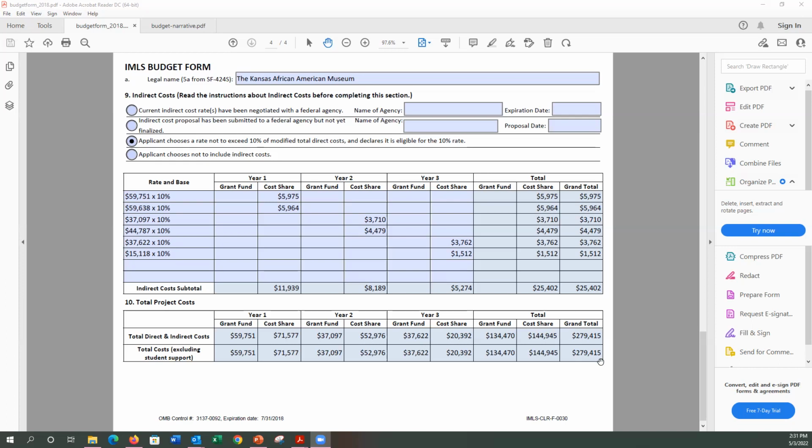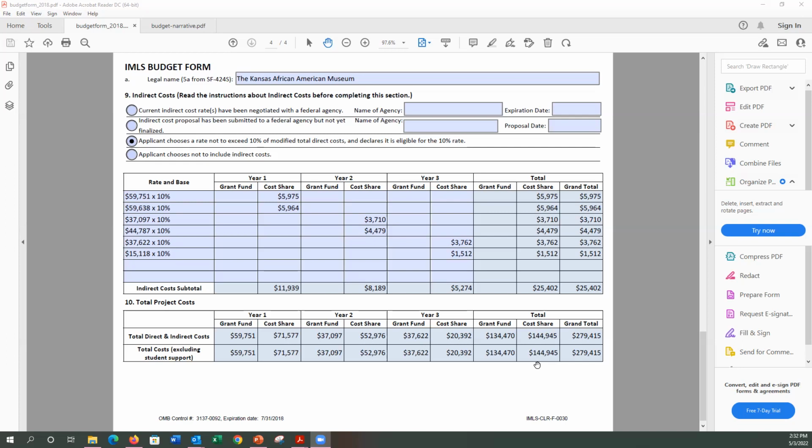And you can see that in this particular grant, they asked for $134,470. That was the grant funds they requested. They had a cost share of $144,945 for a total project cost of $279,415. So the cost share has to equal the grant funds, and it can be more than the grant funds, but it can't be less.